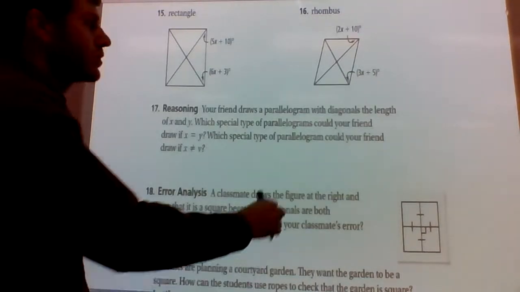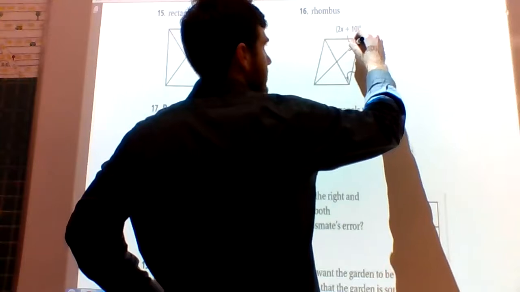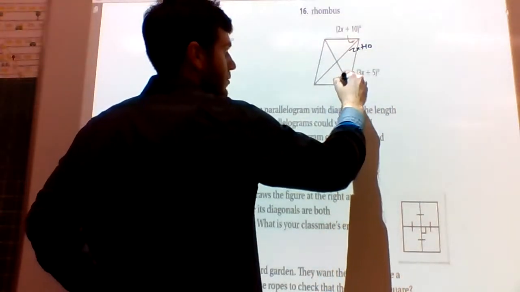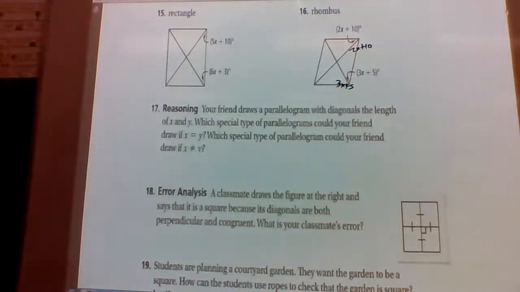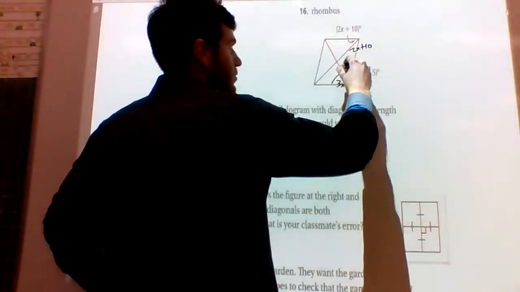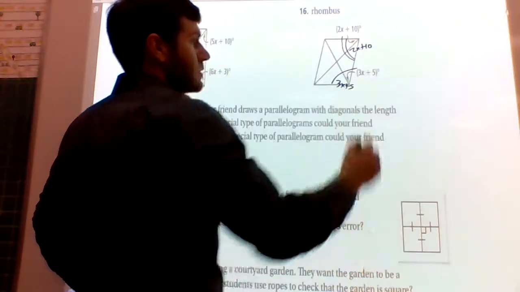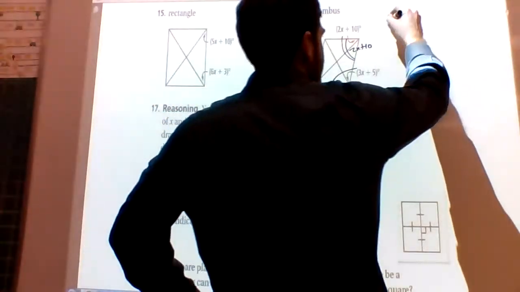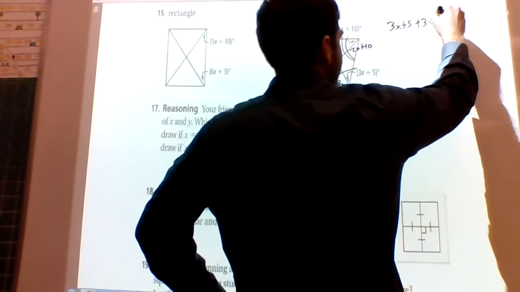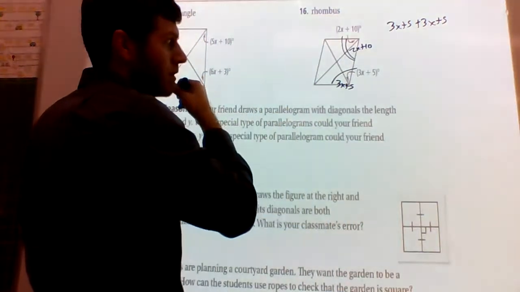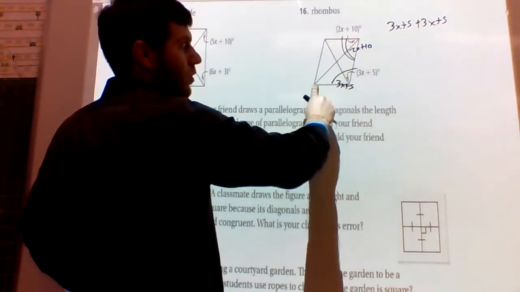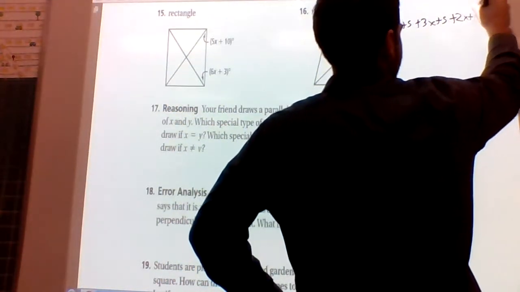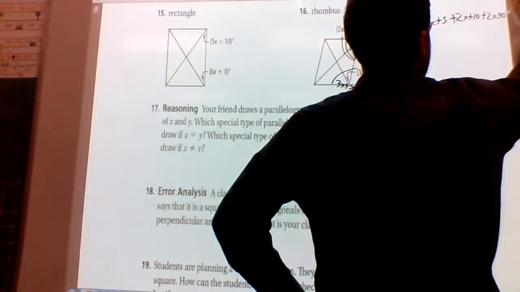Okay. So it's a rhombus, so if this is 2x plus 10, this is 2x plus 10. If this is 3x plus 5, this one's also 3x plus 5. Okay. So again, we know these two angles, just like in number 14, are going to be consecutive angles. So consecutive angles are supplementary. So we know 3x plus 5 plus 3x plus 5, right, it's going to give us this whole angle, and then we're going to have 2x plus 10 and 2x plus 10.